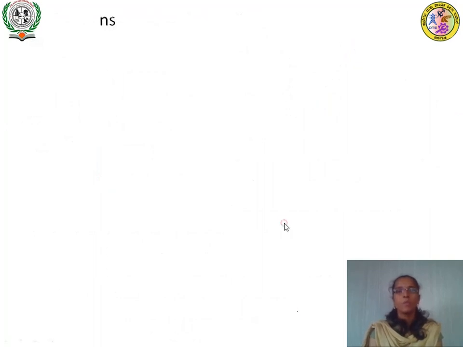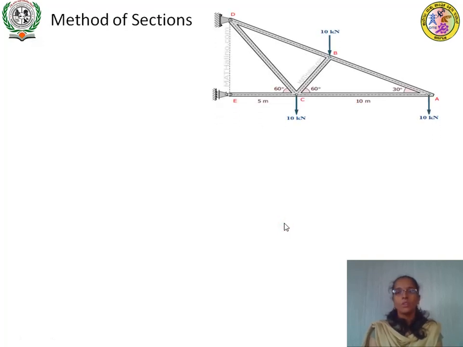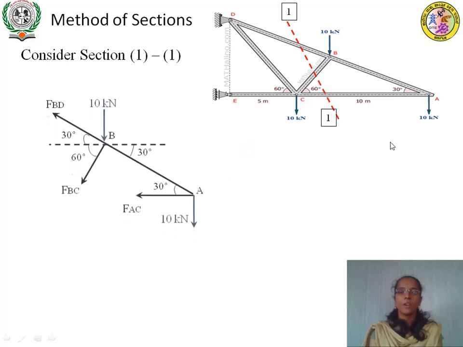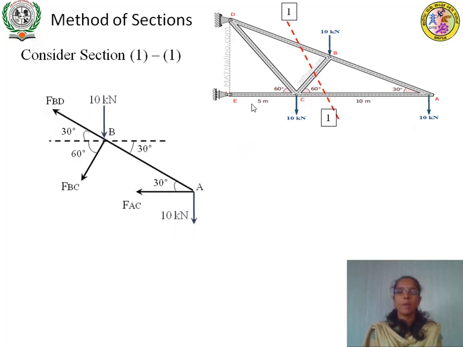Now we will move to method of sections. Using method of sections, we have to find forces in members BD, BC and AC. Hence we have to consider a section like this, so that this section will cut the required members BD, BC and AC. Let us consider section 1-1. Write the free body diagram. We will consider the right part. So this is the free body diagram of the right part: AC, BC and CD.